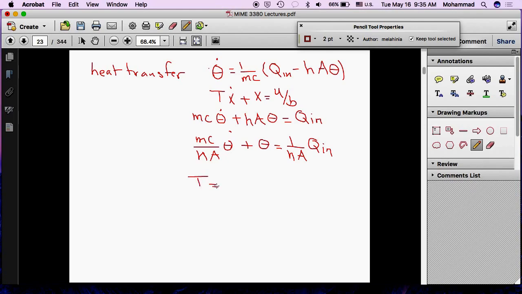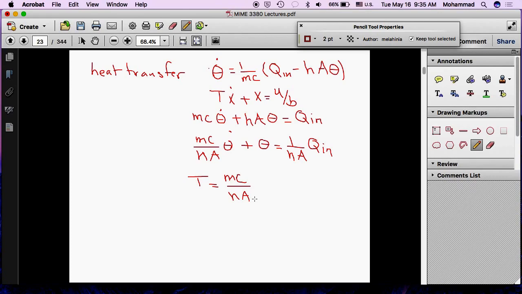So what is the time constant? The time constant for this system is M multiplied by C divided by H multiplied by A. So there are four variables that would define how fast this system would react, how fast this system will reach a steady state, in other words. Of course, by time t, we haven't reached steady state. We have only taken 63% of the road. But that's an indication of how fast the system responds.